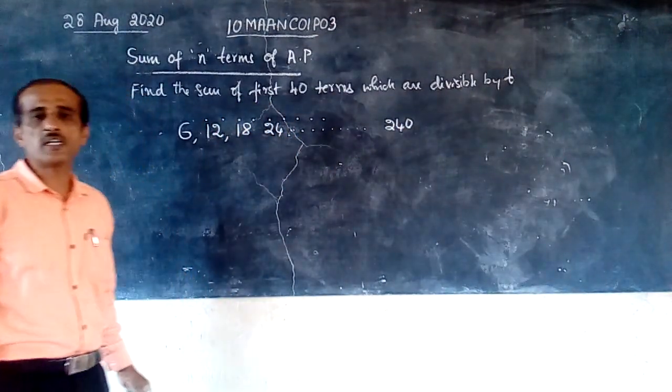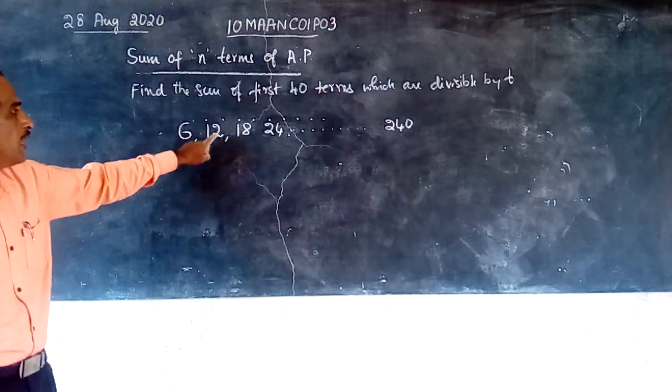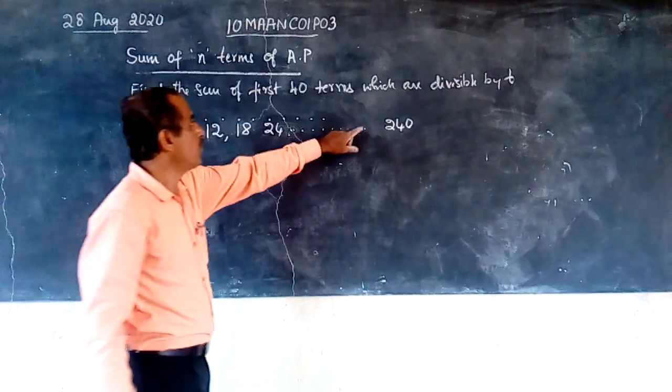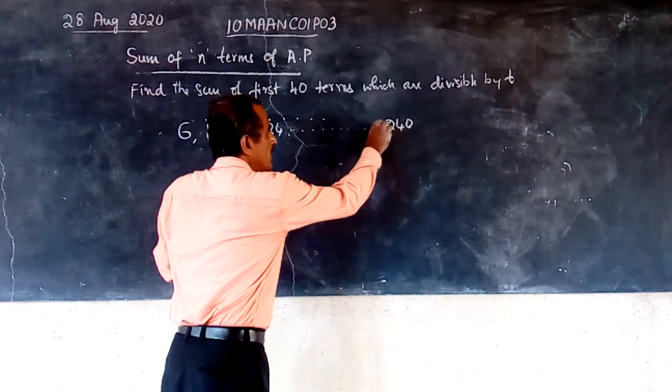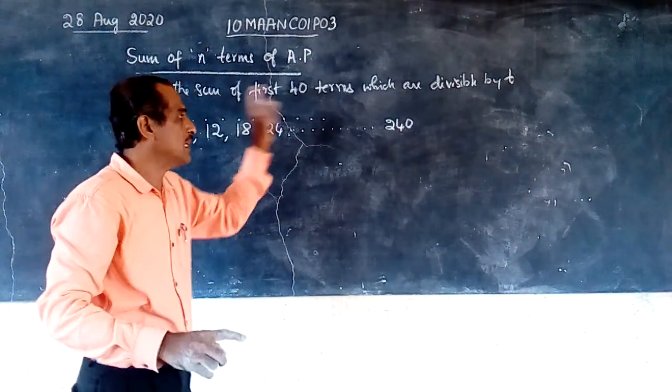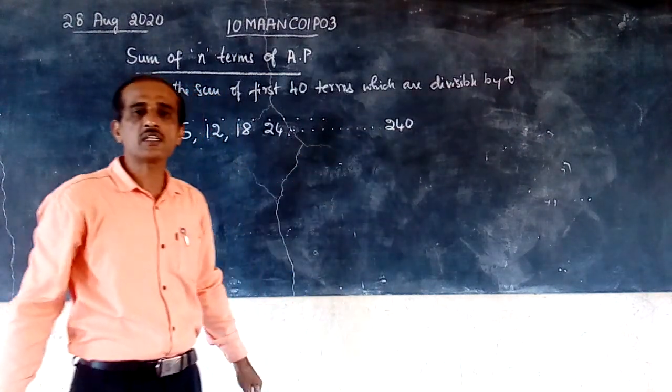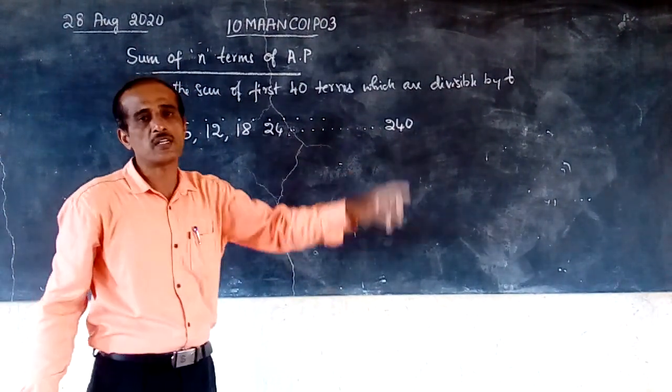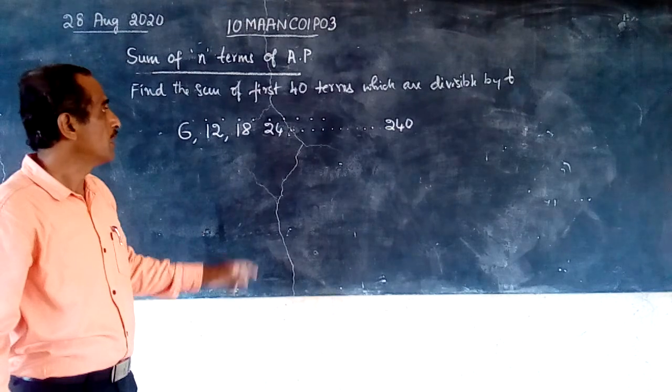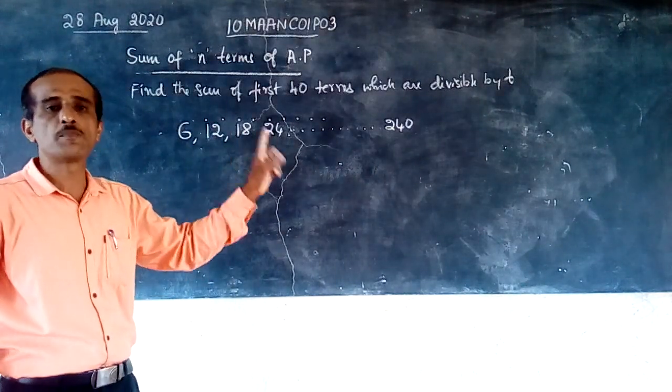It must become the 40th term. So 6, 12, 18, 24, like that 40 terms are there. Therefore, the 40th term is 6 into 40, which is equal to 240. That is the 40th term. So these are the first 40 terms of the AP which are divisible by 6.